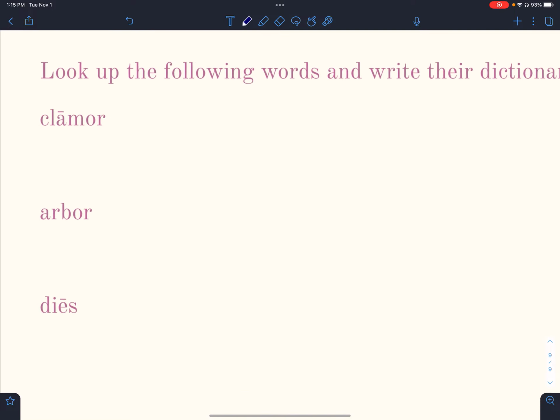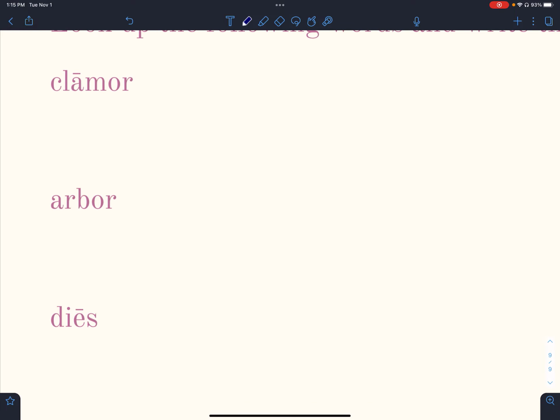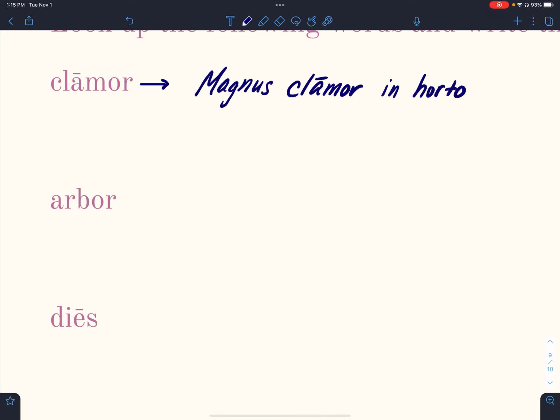Okay, so rather than looking these up, these are some interesting words. Clamor, we're going to use it in a sentence. So what I'm going to do is write some Latin. You're going to write that also. Okay. Magnus clamor in horto est. That's our first sentence. Magnus clamor in horto est.